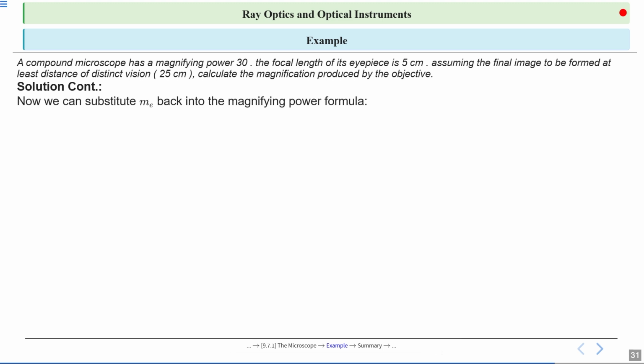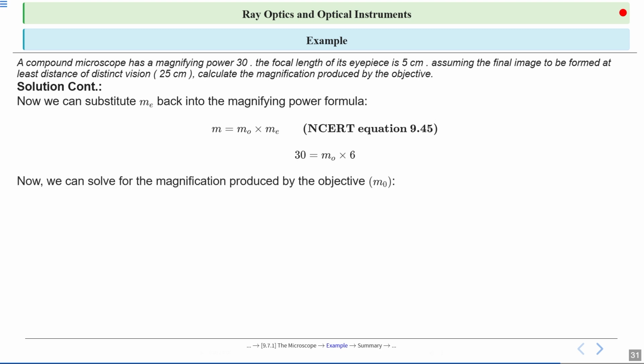Now let's substitute the magnification of the eyepiece back into the magnifying power formula. This step is crucial because it allows us to connect the known values with the unknown magnification of the objective lens. Pay attention to how we set up the equation, as this will guide us to the solution. Here we have the equation m equals m naught multiplied by ME, where m is the total magnifying power, m naught is the magnification of the objective, and ME is the magnification of the eyepiece. We have substituted the known values: 30 for m and 6 for ME. This equation is the key to finding the magnification of the objective lens.